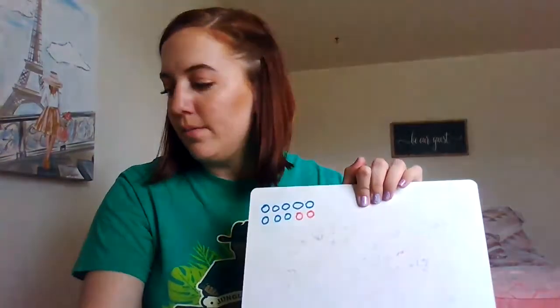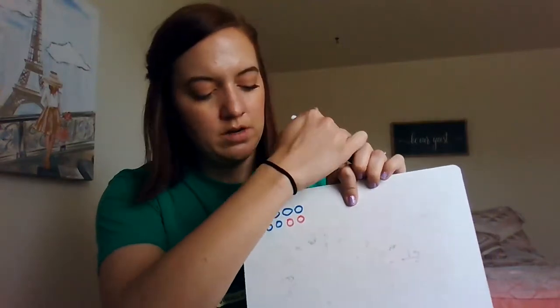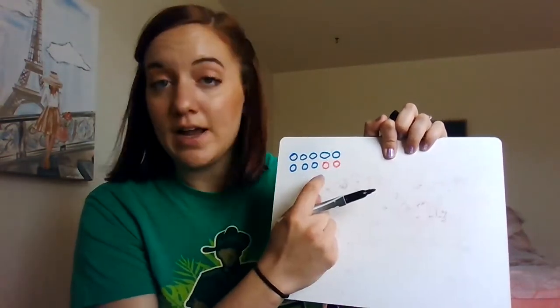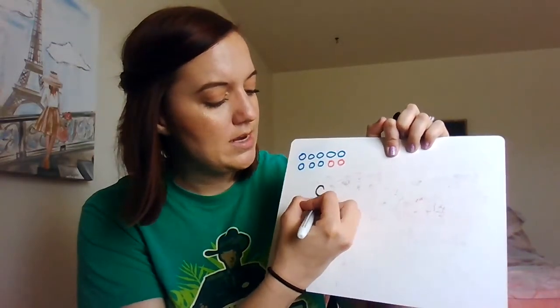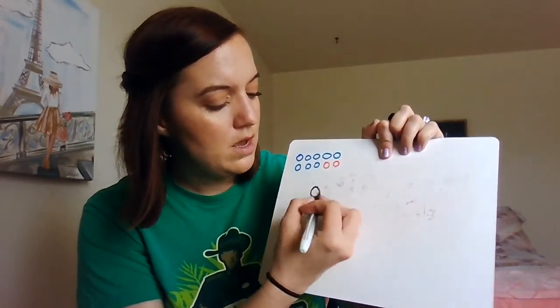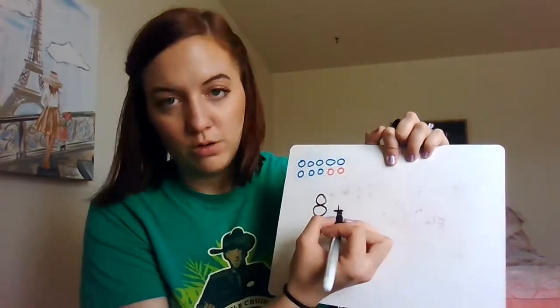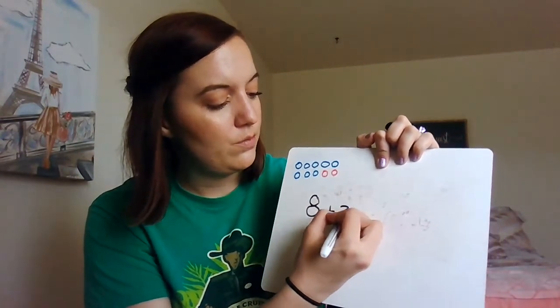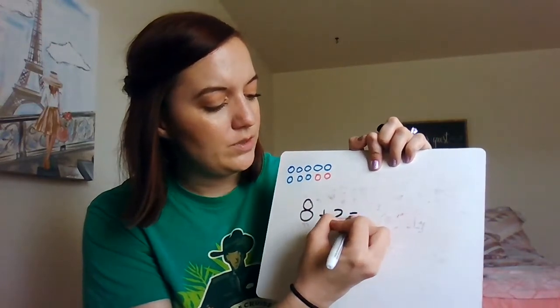So then I'm going to grab my black marker. And I'm going to look and say, okay, how many did Mrs. Getch have at the beginning? I've got 8 blue ones. So I'm going to say 8 plus, because we're getting more, we're not taking any cookies away, plus 2 more cookies equals.